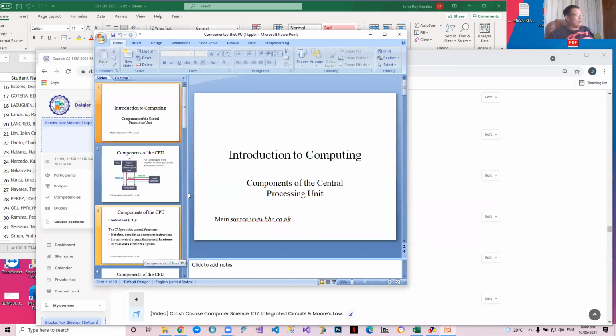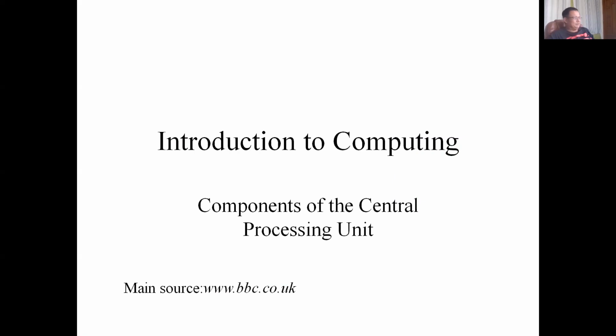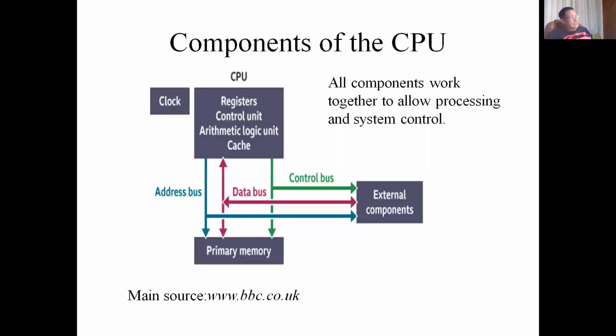So what's the structure of a central processing unit? It looks like this. This is a diagram of the CPU. Basically, a CPU has registers, the control unit, the arithmetic logic unit, and a small memory called the cache, before it's connected to primary memory or RAM.